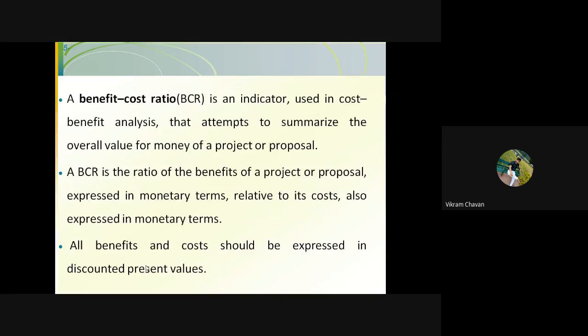This benefit cost ratio is an indicator used in a cost benefit analysis that attempts to summarize the overall value for money of a project or a proposal. A BCR is the ratio of the benefit of a project or proposal expressed in monetary terms relative to its cost, also expressed in monetary terms. All benefits and costs should be expressed in discounted present values.